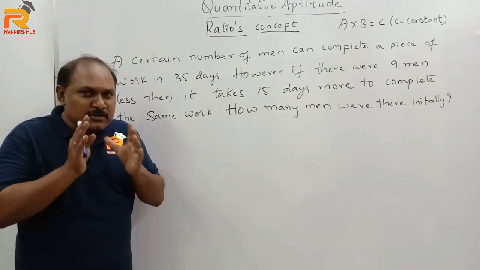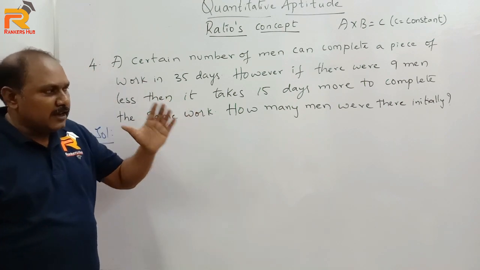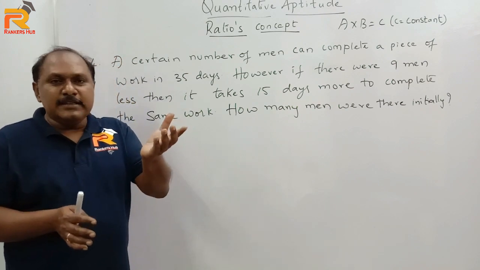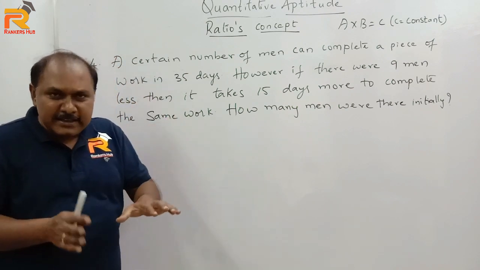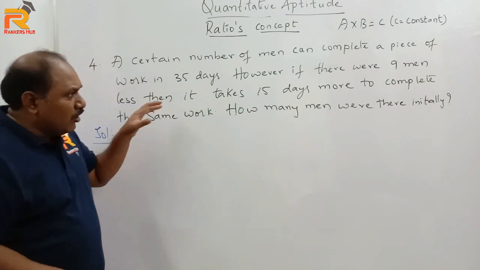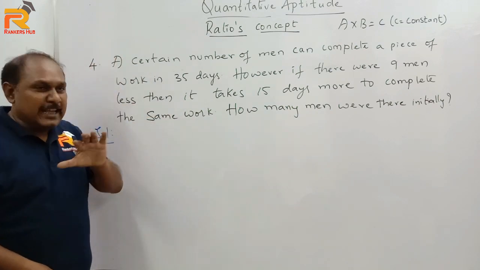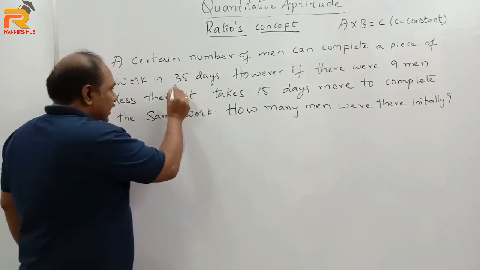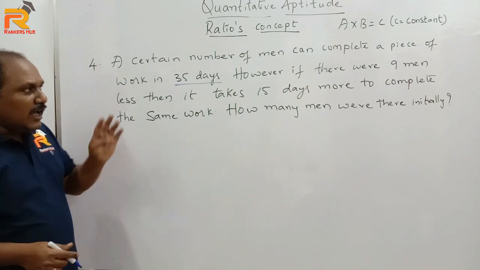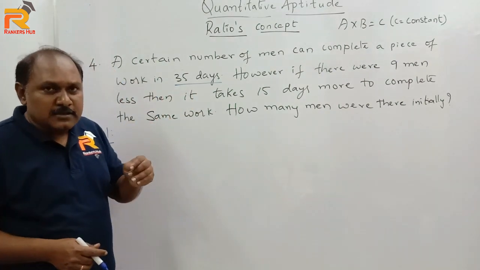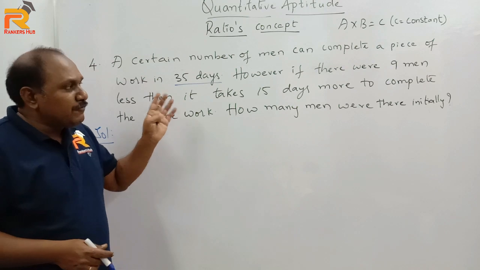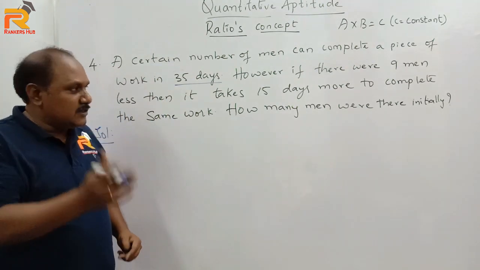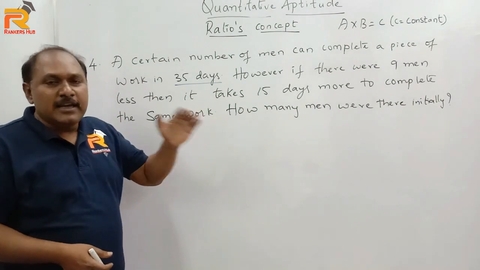So here you can see work is constant. How many men were there initially? Now we know that when work is constant, when men increase, time will decrease, or when men decrease, time will increase. Now here we are given time. Initially there are certain number of men, we don't know how many men, but they can complete the work in 35 days. If there were 9 men less, so men decreased, it takes 15 days more. So you can see time increased. So when men decreased, time increased. So question is, how many men were there initially?